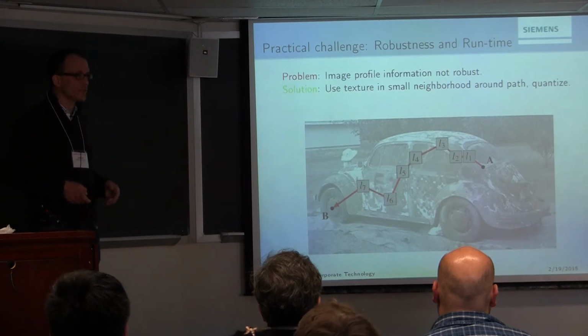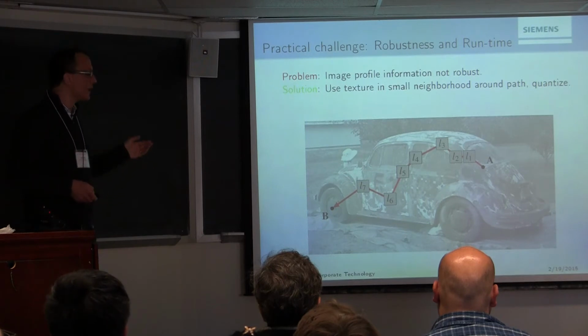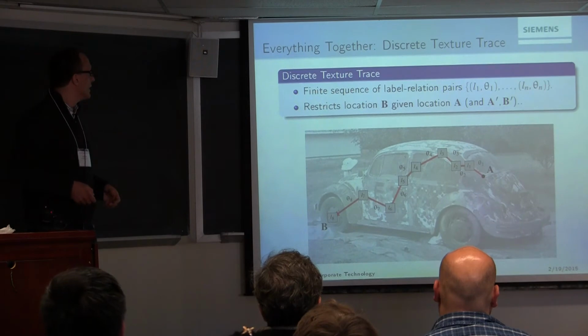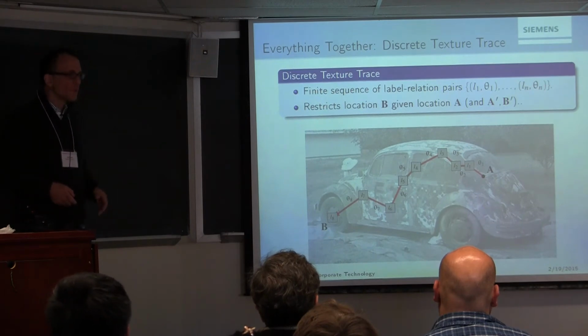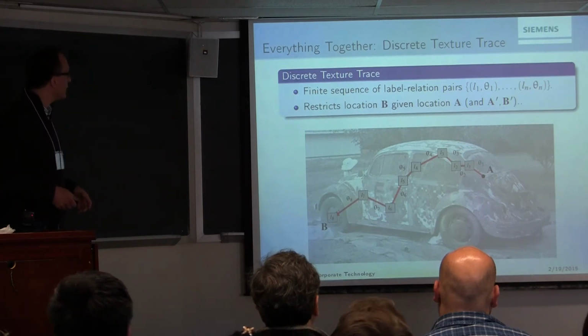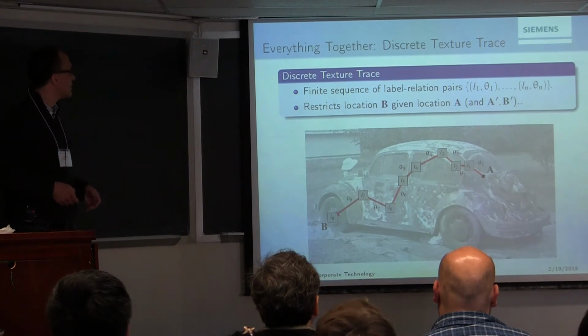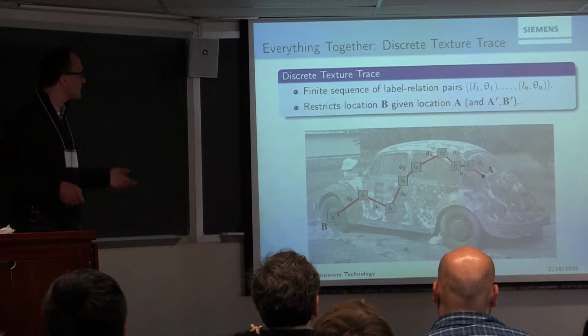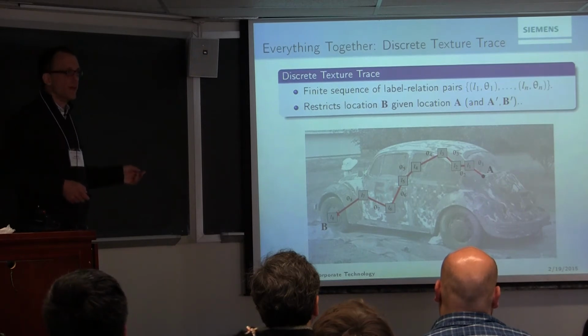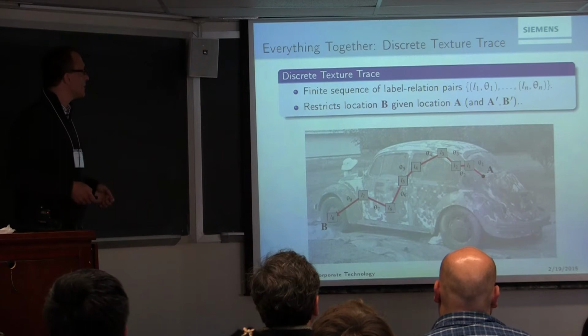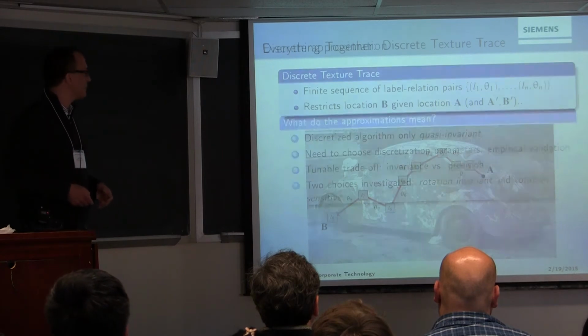Then you have labels, so we quantize, again to make it computationally tractable, to have a finite space. We quantize the texture in these nodes. And then putting everything together, this is our discrete model for the trace. It's a finite sequence of label relationship pairs, and it restricts the location of B given A, and the same for B prime and A prime.